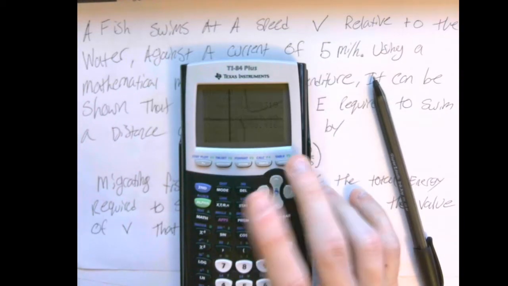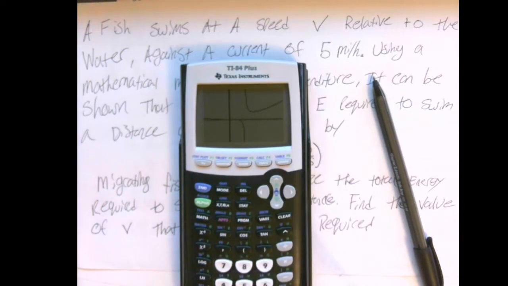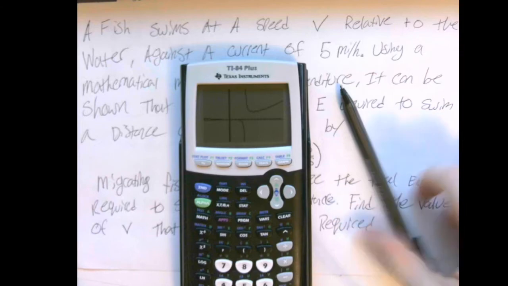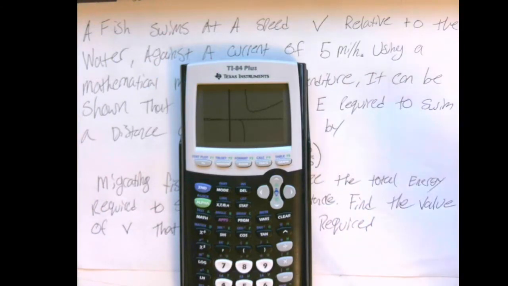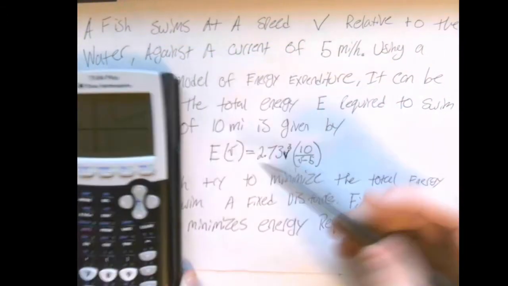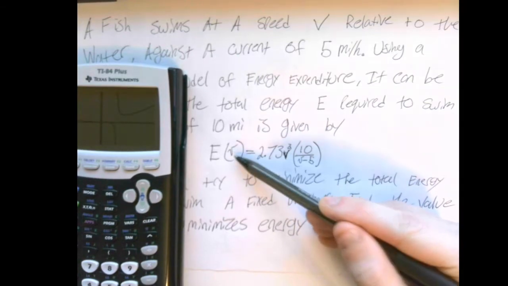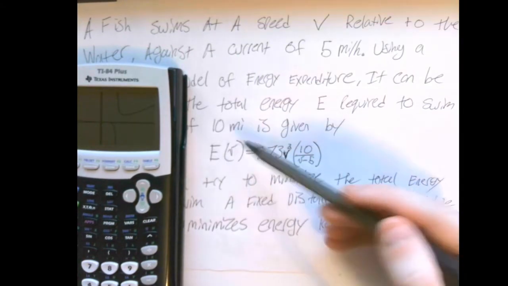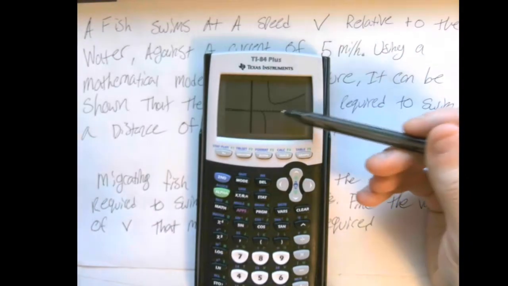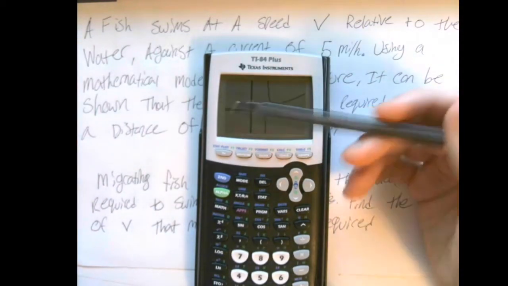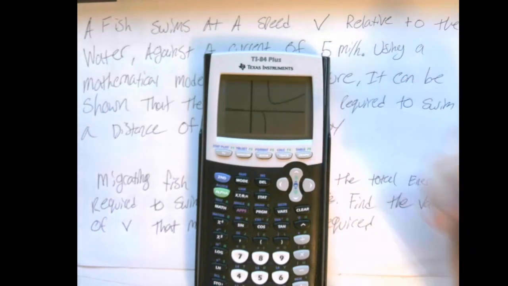So if we go into our graph here and look at it, our question is what value v minimizes the energy. Find a value v that minimizes the energy required to swim a distance. So what is v? V is our independent variable. We can tell this by looking at our function here: inside the parentheses is our independent variable, and this is our dependent variable. So our independent variable is going to be on our x-axis, and our dependent variable, or the output, is going to be on this y-axis.